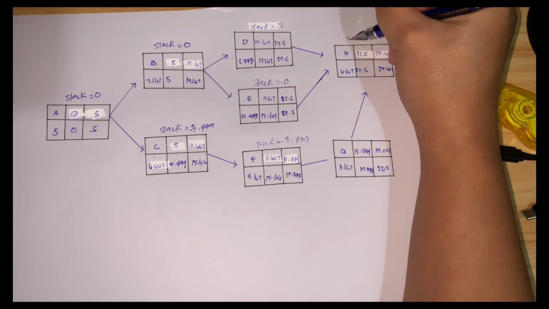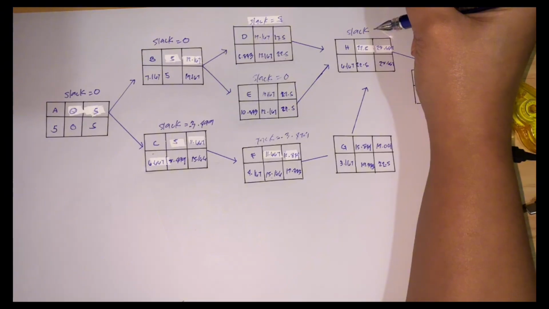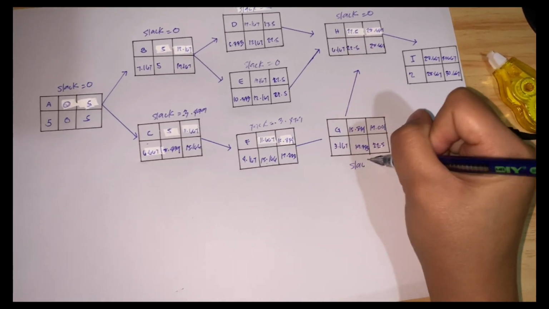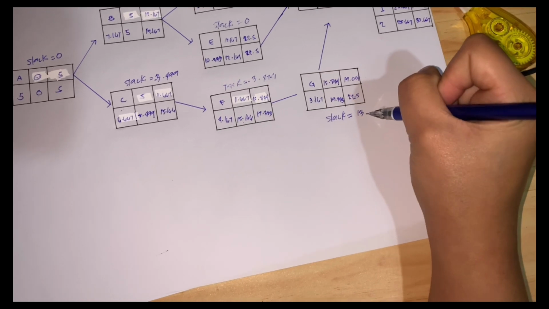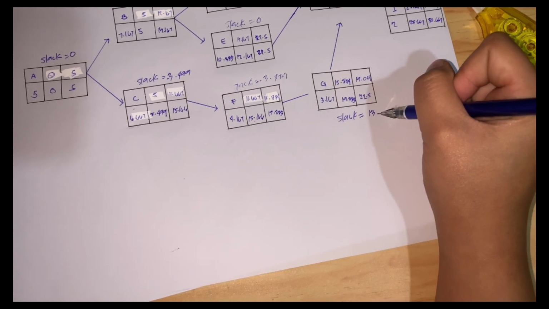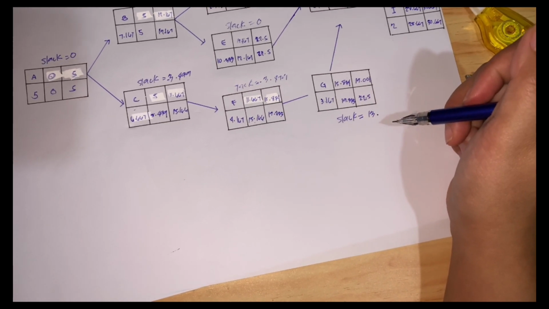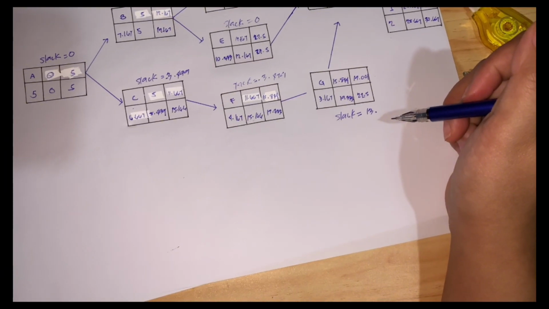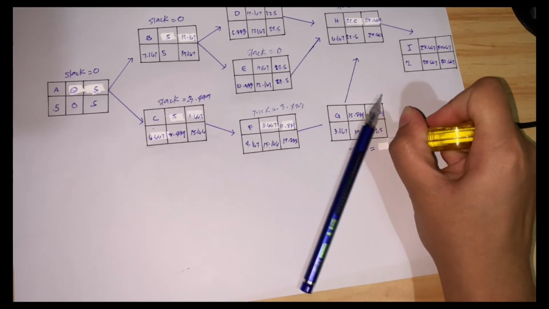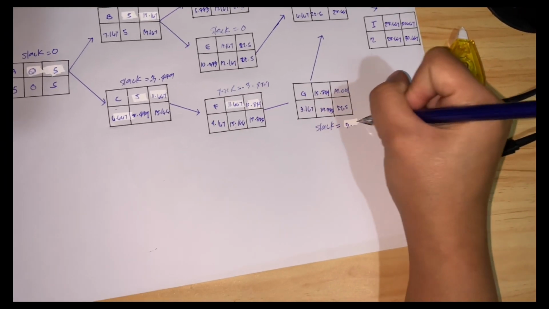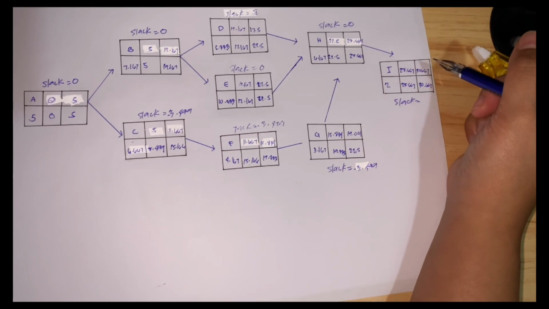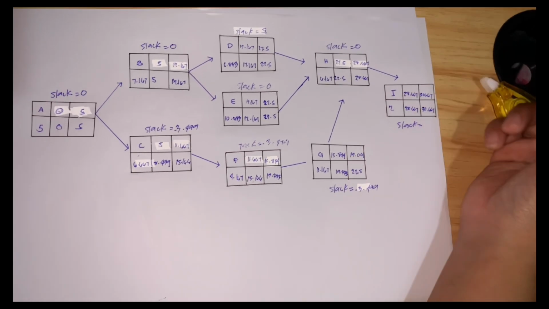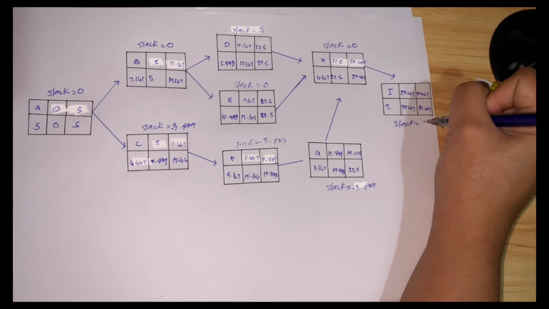And for H, slack is 22.5 minus 22.5, equal to 0. And then for G, slack is equal to 15.834 minus 19.333, equal to 3.499 negative. And for I, slack is 28.667 minus 28.667, which is equal to 0.